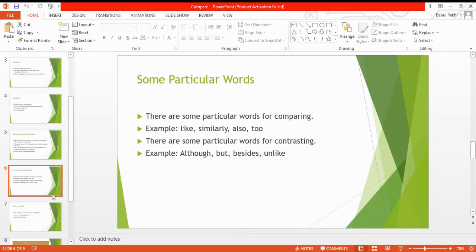So next, some particular words. There are some particular words for writing a compare and contrast paragraph. For example, there are some particular words for comparing, like similarly, also, too. And there are some particular words for contrasting, for example although, but, besides, unlike. I have already uploaded a PDF file of the key points or keywords for writing a compare and contrast paragraph in our Moodle, so you can easily download that file and find the words which are used for comparison and for contrasting between two things, persons, or two places.